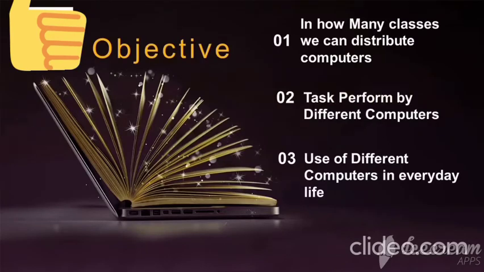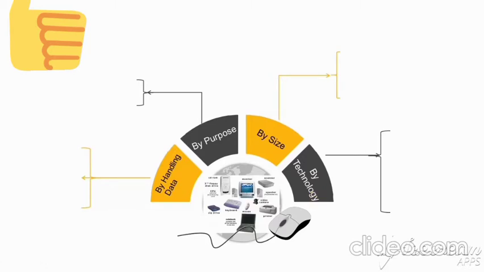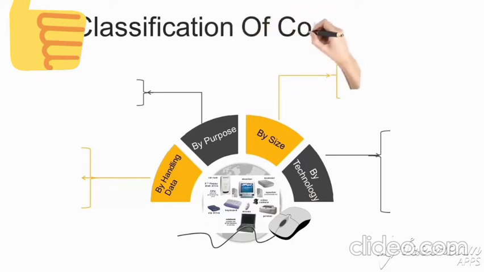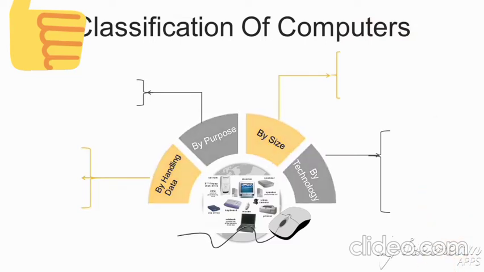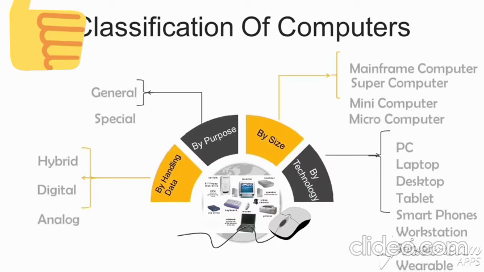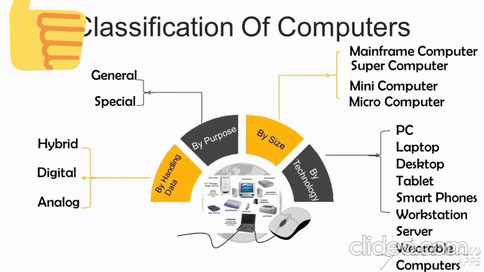In this lesson, we are going to study in how many classes we can distribute computers, tasks performed by different computers, and use of different computers in everyday life. In this classification of computer, we distribute computer into four classes. They are by handling data, by purpose, by size, and by technology. We further classify these computers into more branches.